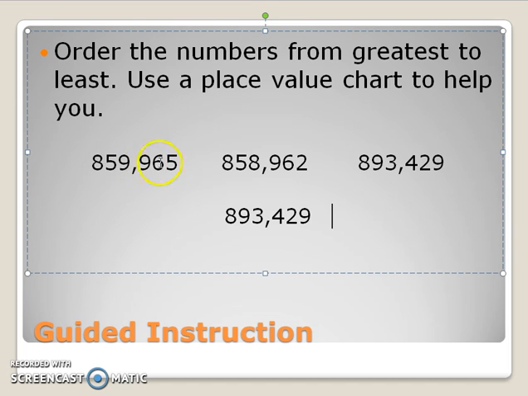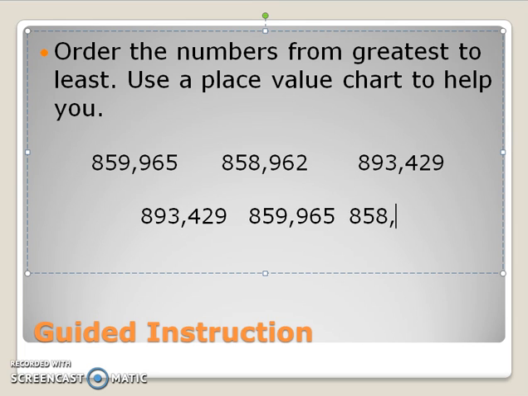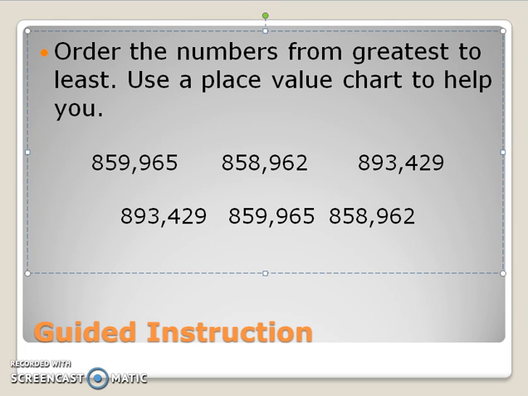Now we've got to decide between these two numbers which is the greatest. So we're looking at the 5, so we couldn't compare them there, but when we come over to the thousands place value, we have a 9 in this one and an 8 in this one, so we know that 9,000 is greater than 8,000. So our next number would be 859,965, and then our least is going to be 858,962, and those are in order from greatest to least.